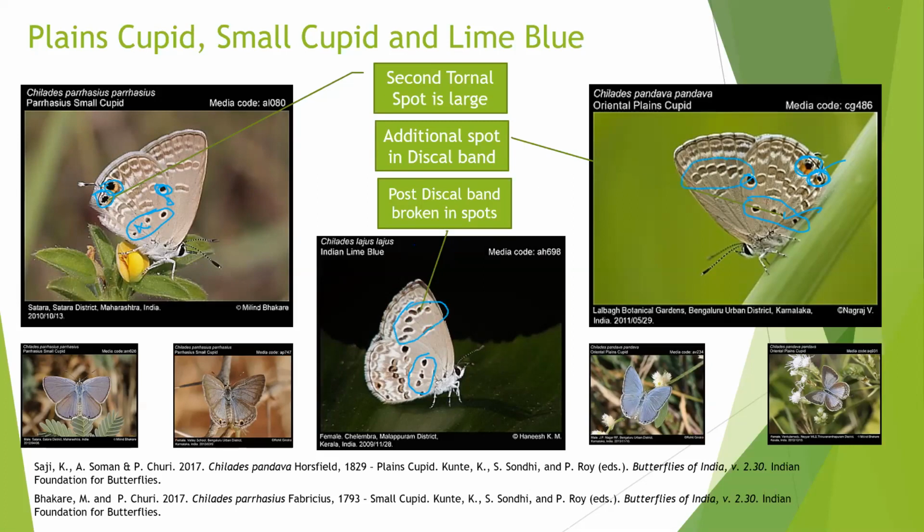You should be careful about identifying a plains Cupid and a lime blue. Of course, you can see that a plains Cupid has a tail and a lime blue doesn't have a tail. That's how we distinguish between a lime blue and a plains Cupid or a small Cupid.